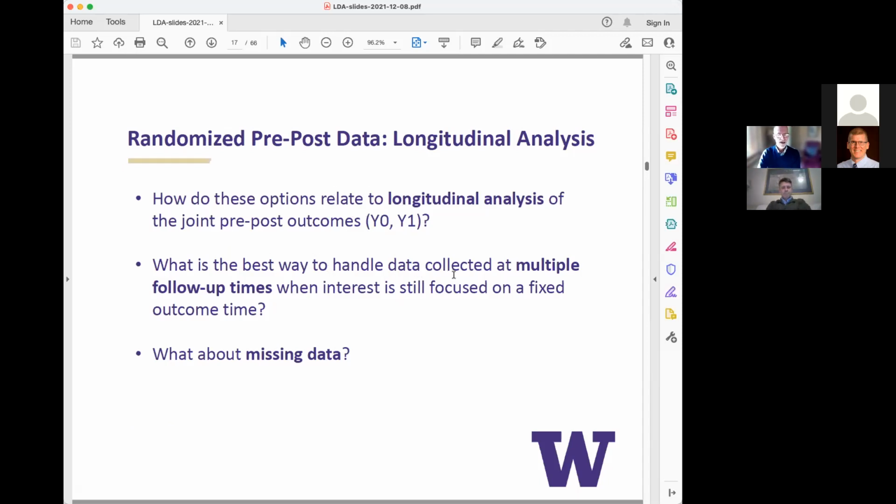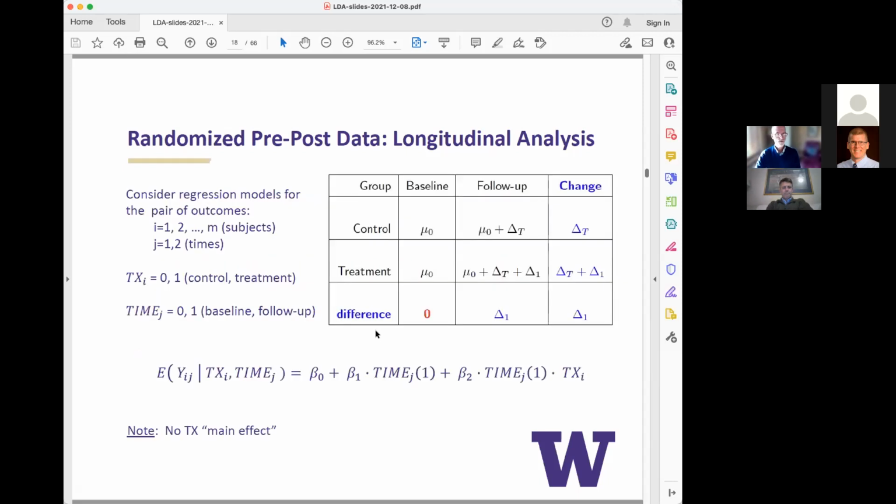So what's the best way to handle data collected at multiple follow-up times when interest is still focused, let's say, on a fixed time? That'll spill into the average over multiple times as well. And then what about missing data? Missing data motivates a more complete, comprehensive analysis. I'm not going to say a lot about that. Okay, so again, the way we would encode this table in a longitudinal analysis is to build a mean model for these 4 cells. What is the expected value of a given outcome that depends on the time and the treatment group that measurement corresponds to?